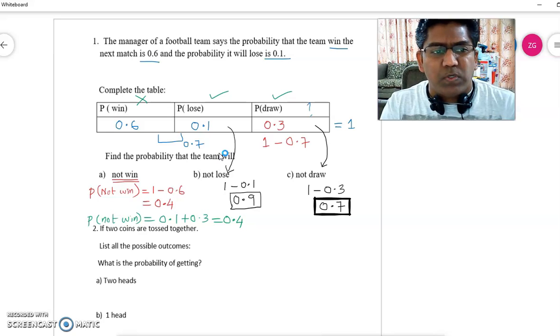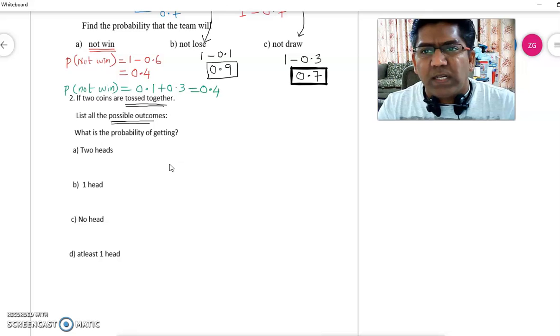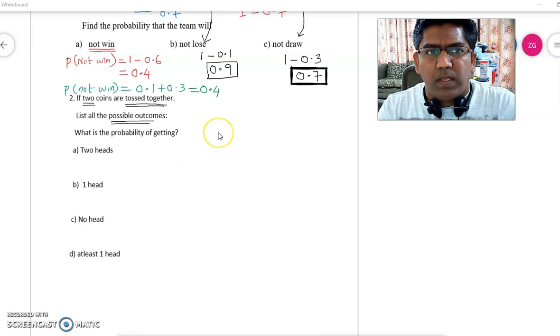Let's have a look at example 2. If two coins are tossed together. The same question can also be given in a different way. If one coin is flipped twice, the meaning and the outcome will be the same. List all the possible outcomes. So let's see, when you toss one coin, you will either get a head or a tail. Now in this particular question, we are tossing two coins. So let's list all the possible outcomes.